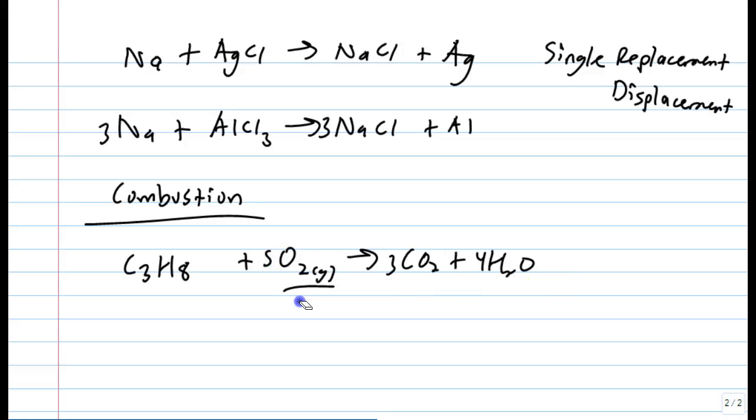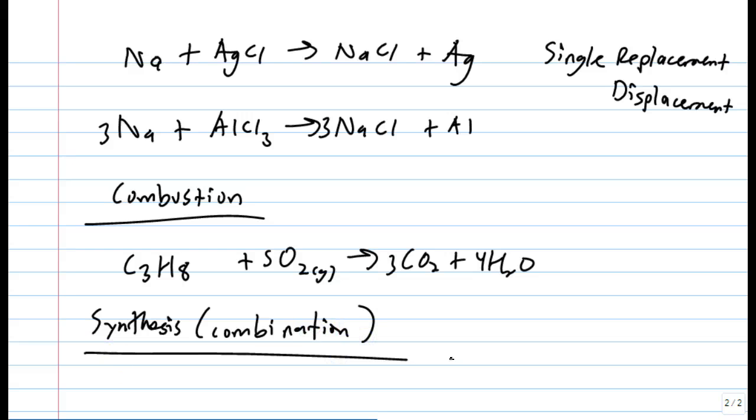Okay. Let's talk about the next one. Some books call this synthesis, some books call it combination, but basically means exactly that. You're combining things together. So an example of that would be like this. If I combine those together, I form sodium chloride. But once again, watch out for charge. +1, -1. And you just balance it like this. So combining things together is combination.